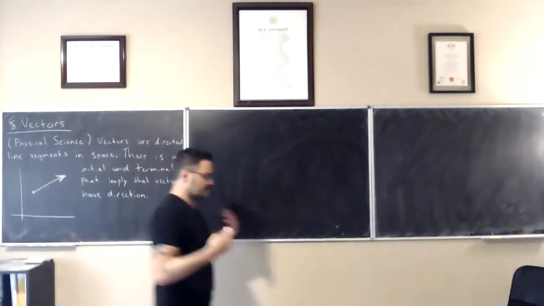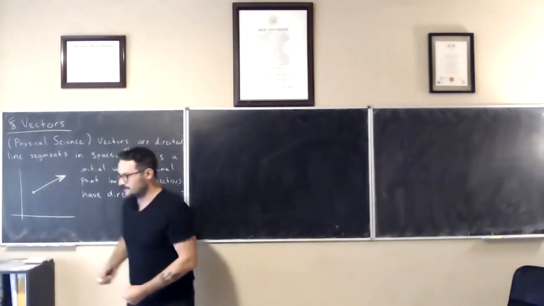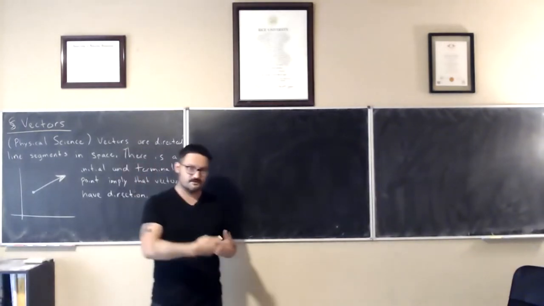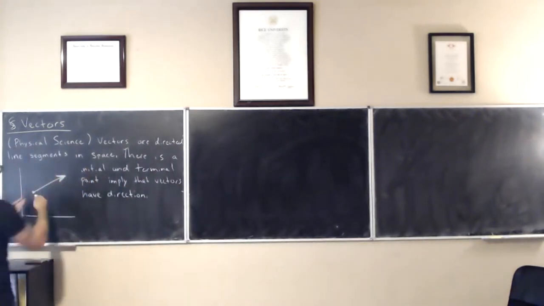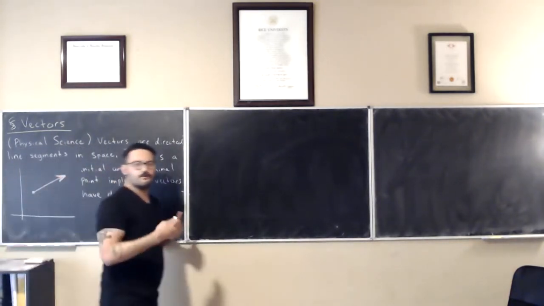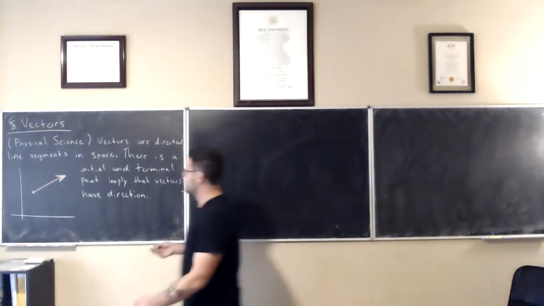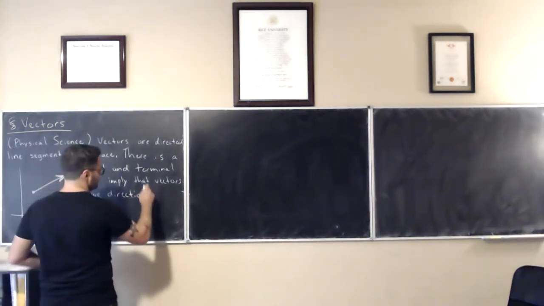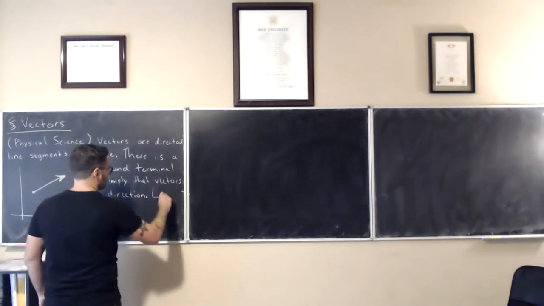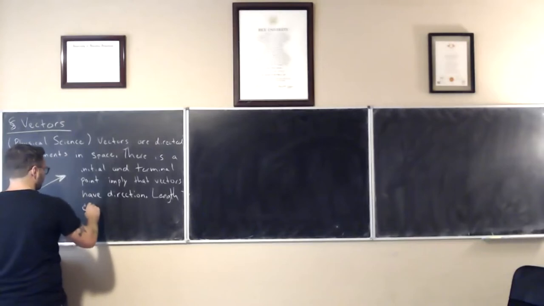The reason why these are useful in the physical sciences is that when you're dealing with forces, forces have direction and magnitude. How long is this thing represents how strong the force is going in that direction, right? So the length of vectors can signify force in this case. So length can represent force, for example.